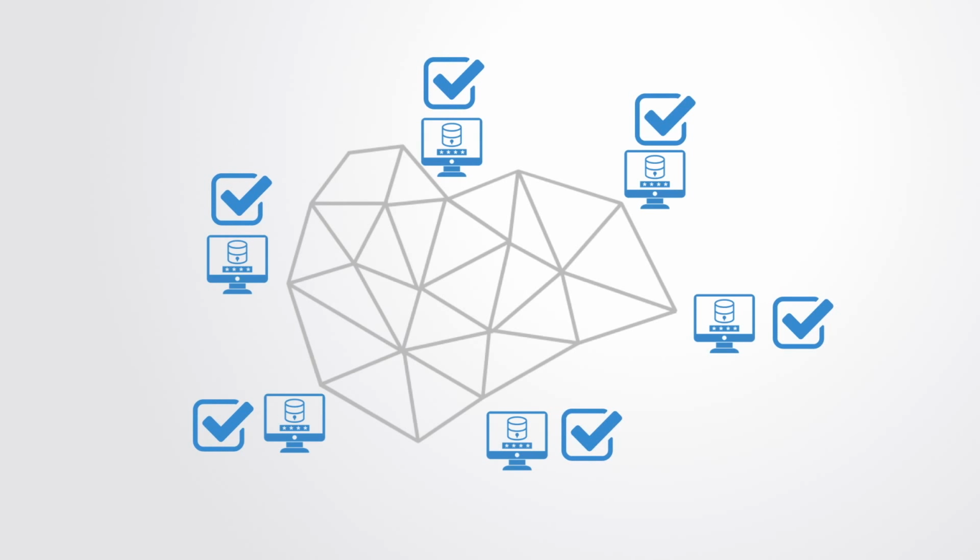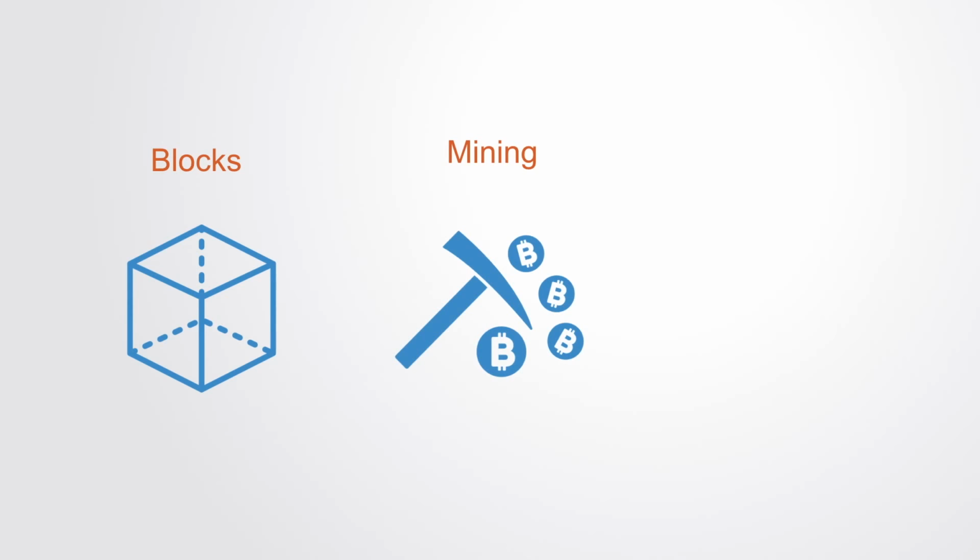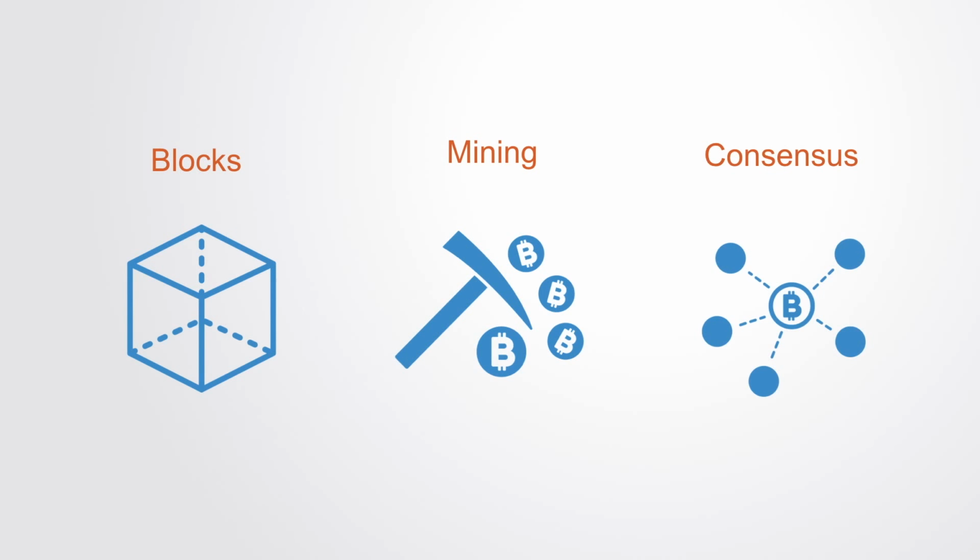So these are three central concepts to understanding the system's workings: that of blocks and hashing, mining and proof of work, and distributed consensus. We'll go over each of these separately.